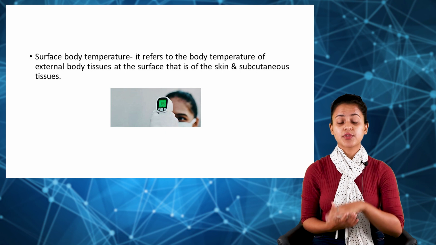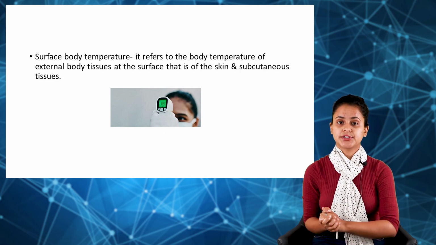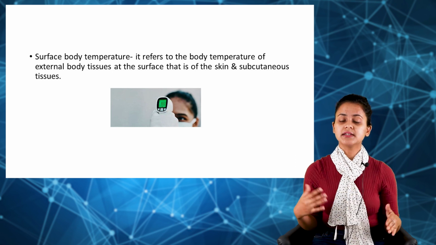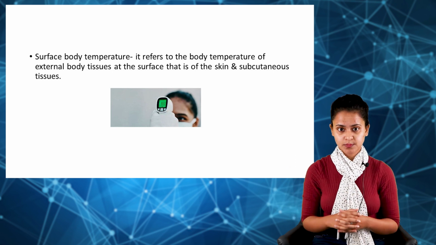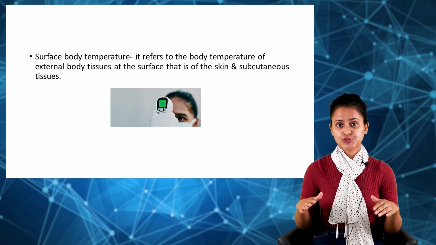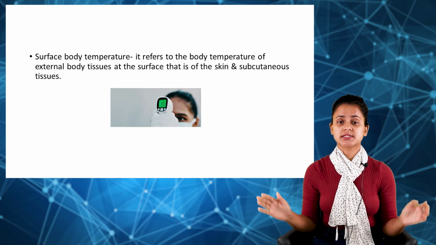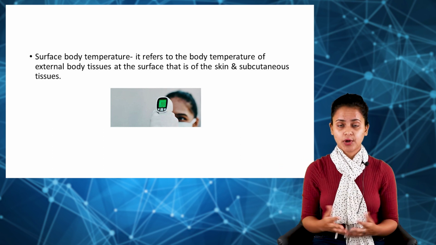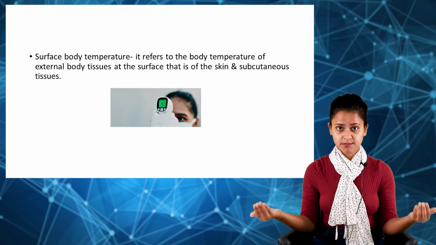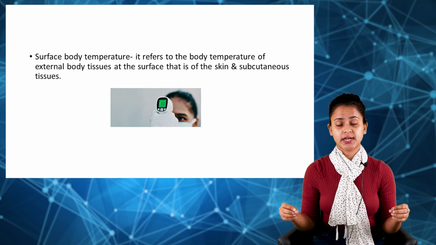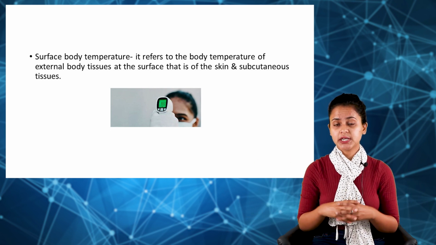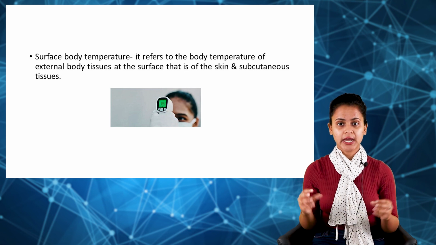Now we're going to learn about the surface body temperature. It refers to the body temperature of the external surface area or external body tissues. It is generally measured over the skin and subcutaneous tissue layers of the body. Surface body temperature is often used to understand whether the person is at risk of developing hyperthermia or is suffering from hypothermia.